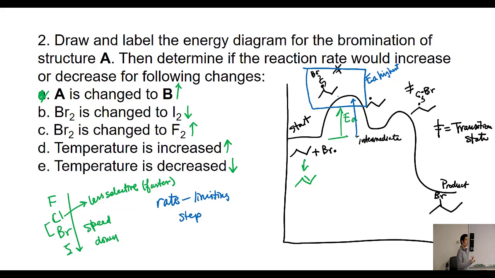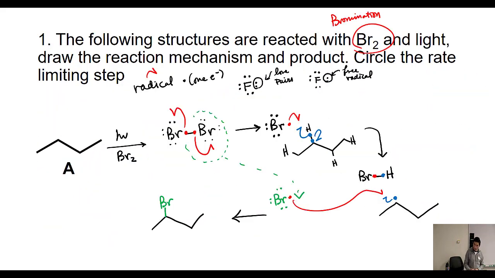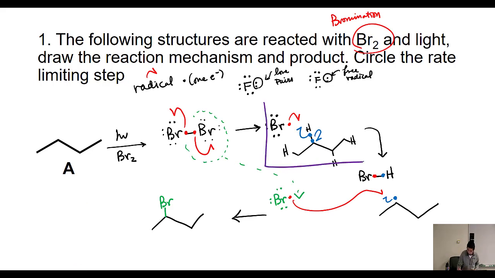So basically, I have two mechanisms going on, right? My first reaction was taking away the hydrogen. My second reaction was forming the bond. The rate limiting step means that it takes more energy to take off that hydrogen. So that's going to be my rate limiting step. So if we go backwards, this is my rate limiting step. That step takes the most energy.